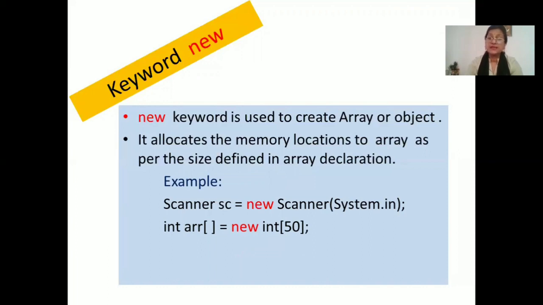So you can see that the new keyword is used for both the creation of an array as well as an object. Sc is the object of class Scanner. It is created with the keyword new. And arr is the array and it is created with the help of the keyword new. Actually, the purpose of new is to allocate the memory location. It assigns the memory locations to the particular variable.